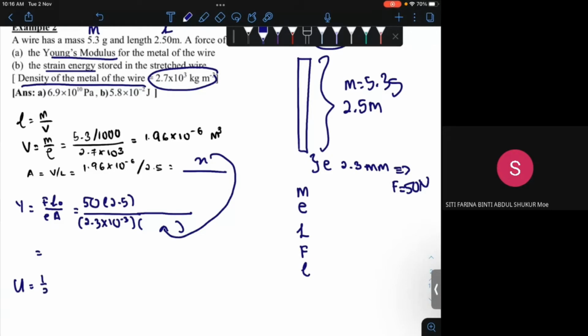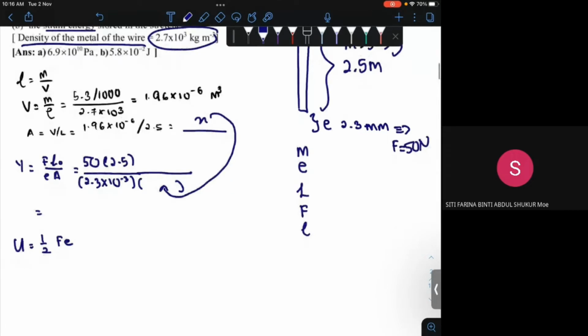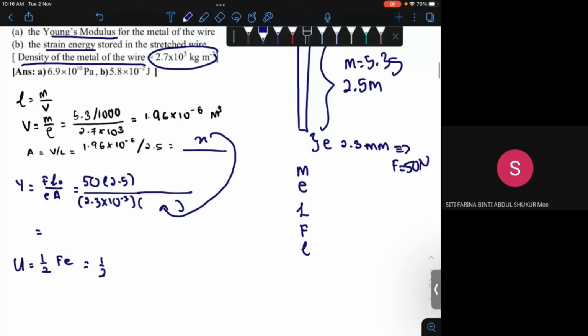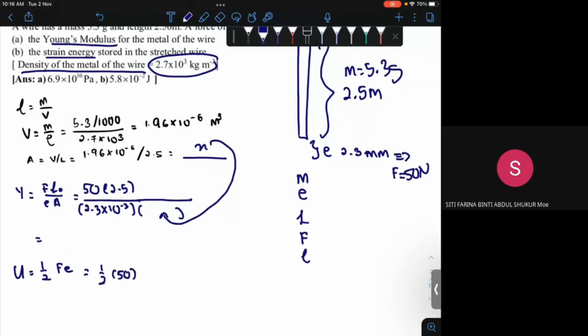1/2 FE. Ini ke general equation dia? Dia start daripada ini. And then 1/2 F adalah 50. E adalah 2.3 darab 10 negatif 3. Tekanlah kalkulator, dapatlah jawapan. Sebentar kamu tekan sekejap sana. Okay, betul.